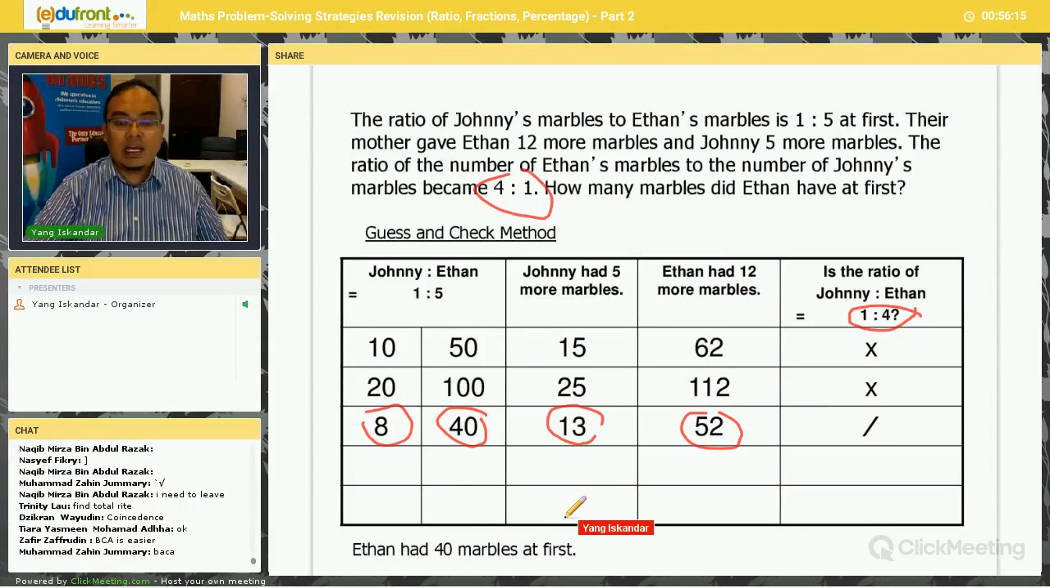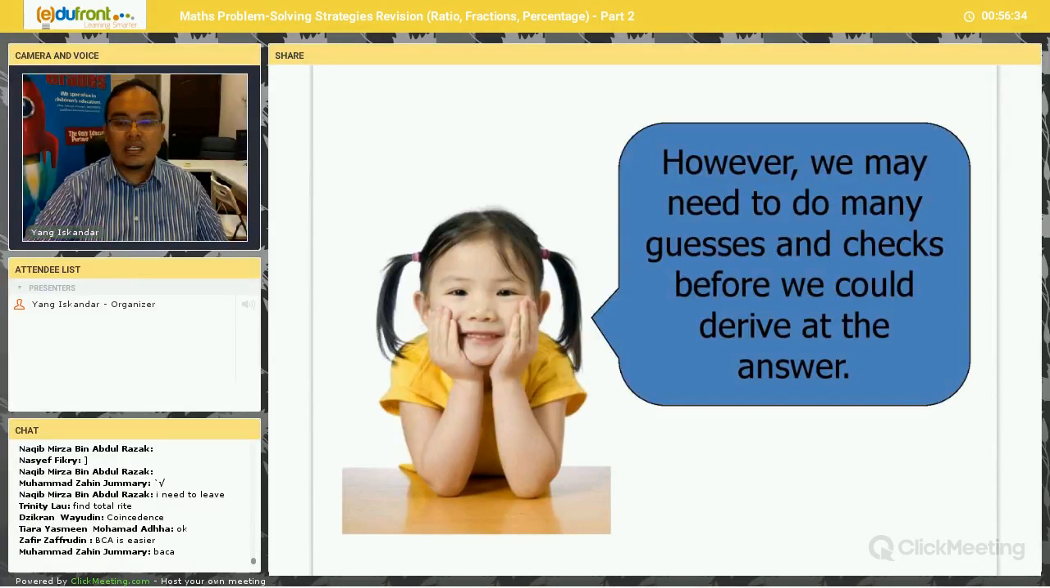So you can see that this question involves guess and check. Assuming that you get it correct in 3 guesses, then it's quite fine, it's quite fast. But if you have to keep on guessing and guessing, it's going to take quite a bit of time. Now I'm going to show you this strategy called the external change method.